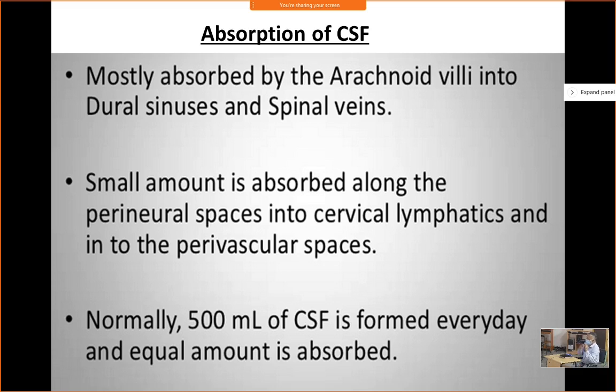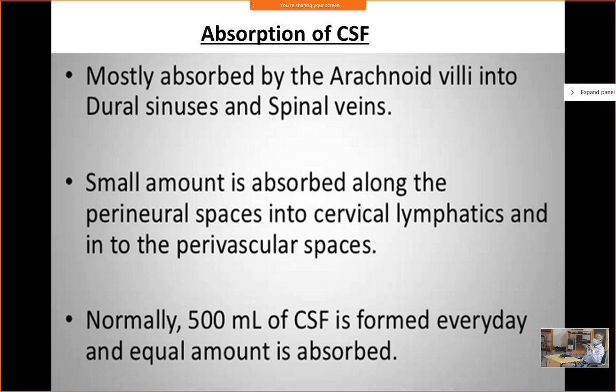Absorption of CSF is mostly by the arachnoid villi into the dural venous sinuses and spinal veins. A small amount is absorbed along the perineural space into cervical lymphatics, because around the spinal cord we have some lymphatic vessels, since other structures like bone and muscle are also there. So some amount is also draining into the cervical lymphatics and into the perivascular spaces, which is mostly around the spinal cord only, not inside the cranial cavity.